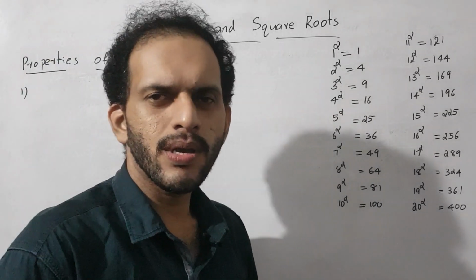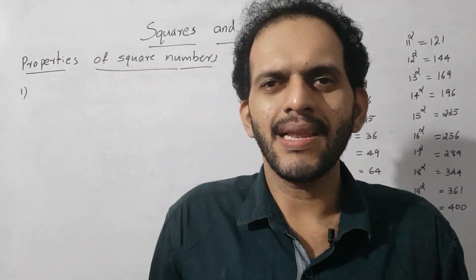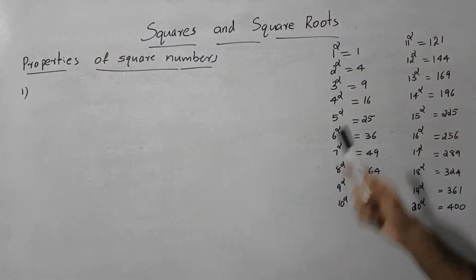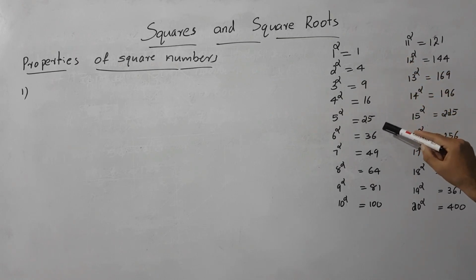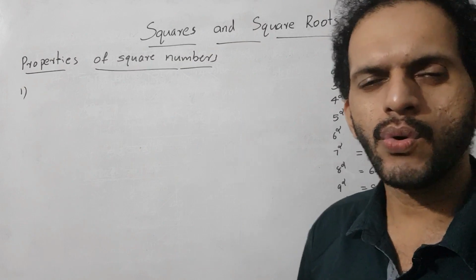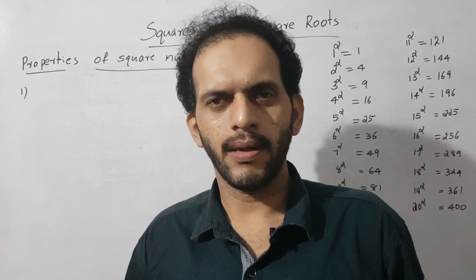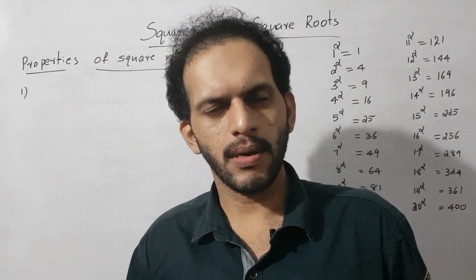Then if we write the squares of 1 to 20, it is very clear. What are the square numbers here? The square numbers are 1, 4, 9, 16, 25, 36, 49 up to 400, correct? 64, 81, 100, 121, 144, 169, 196, 225, 256, 289, 324, 361 and 400. These numbers are called square numbers, correct? Square numbers are also called perfect squares, okay? Perfect squares and square numbers are the same.